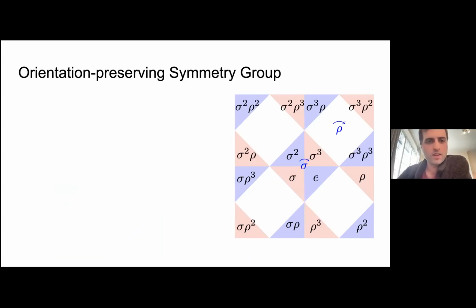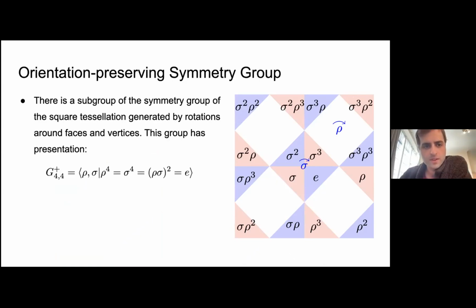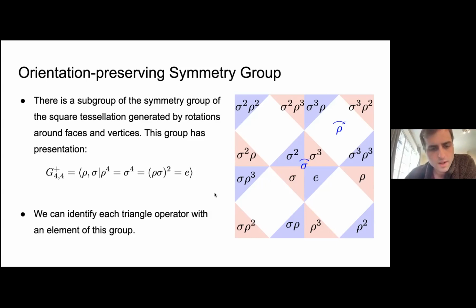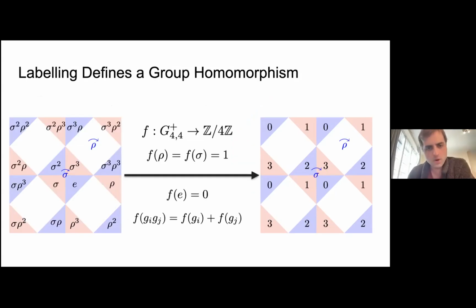We can also consider the orientation preserving symmetry group. This is a subgroup of the symmetry group of the square tessellation generated by rotations around faces and vertices. So we have a rotation rho around each face and sigma, 180 degrees, around each vertex. This is the presentation of the group with the relations rho to the 4, sigma to the 4, and rho sigma squared equal to the identity. This is useful because we can now identify each triangle operator with an element of this group, a one-to-one correspondence once we define the mapping of the identity. So why are we doing this?